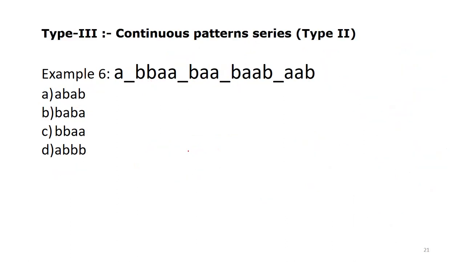So that is our next category, continuous pattern series type 3. Now this also I would suggest you please try by yourself, then you can resume this video. Now let us see the example. A dash B B A dash B A dash B A B dash A B. So count the number of terms including the blanks: 1, 2, 3, up to 19. So there are 19 terms.